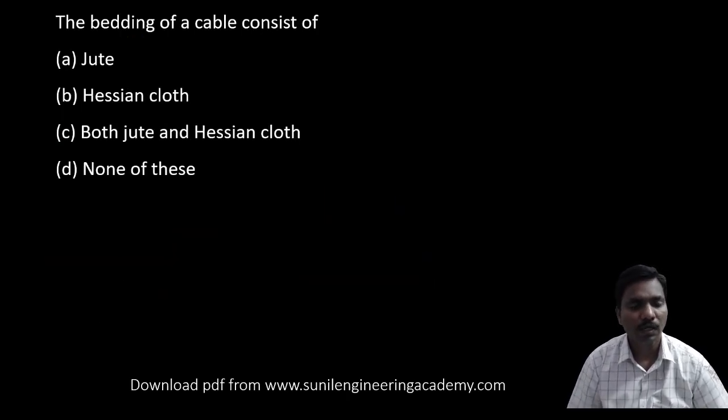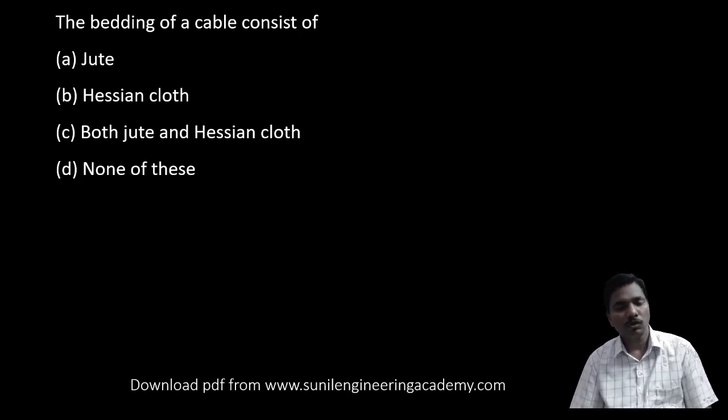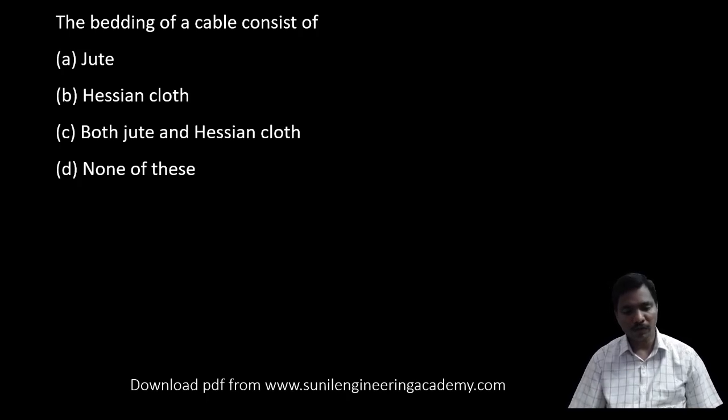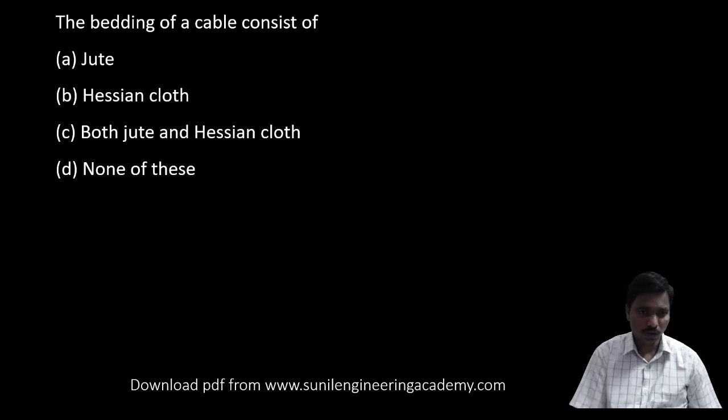Coming to the next one, the bedding of a cable consists of dash. So the bedding is used to reduce the mechanical stress on the core. For reducing, we are going to use a smooth material, that is jute or Hessian cloth. So the answer is option C.